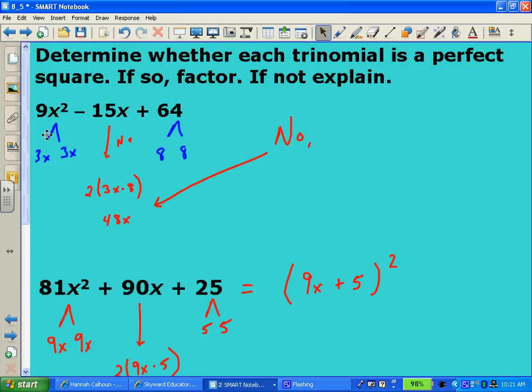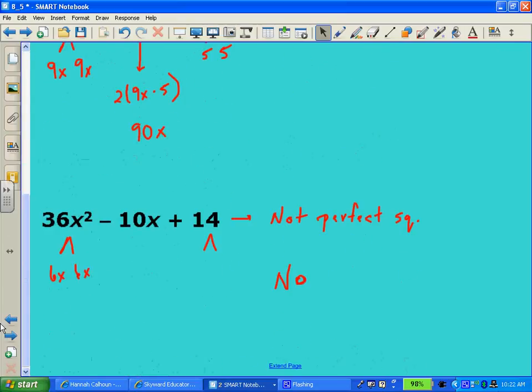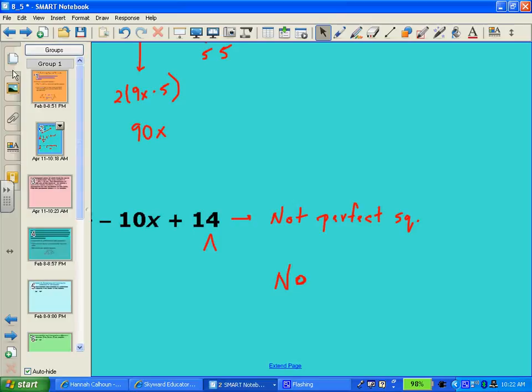So on some of your homework, you will be looking at these, and again, the directions will be the same. So if it's a perfect square trinomial, like our second one was, we'll factor it, and if it's not, we'll just write no and then explain why. Okay?